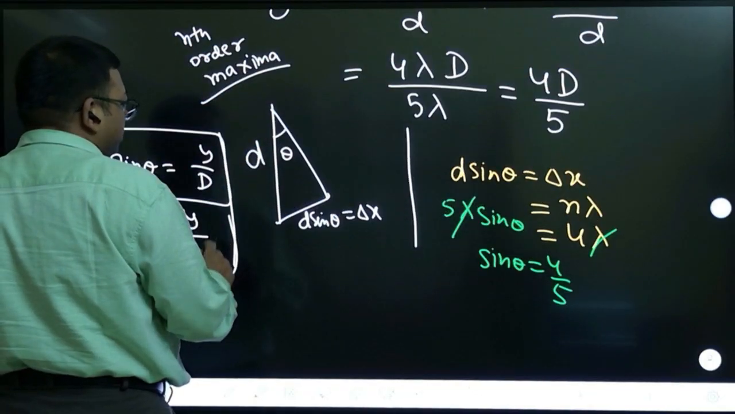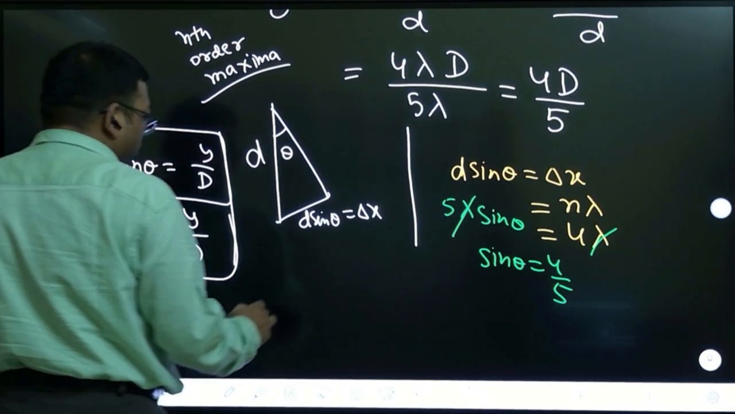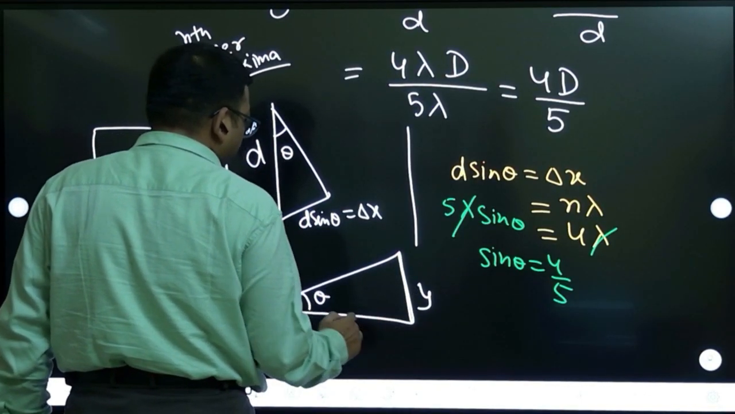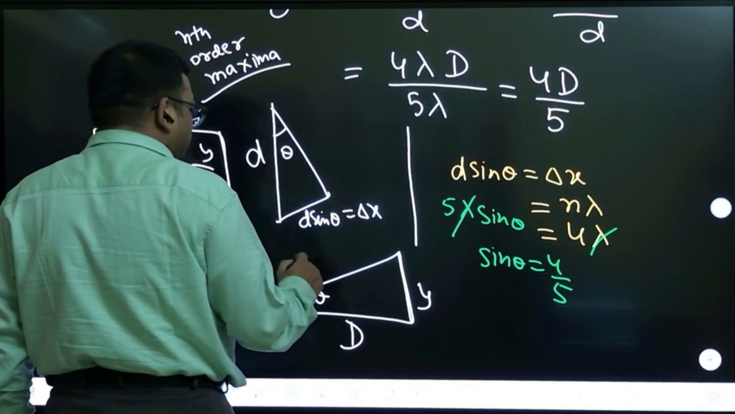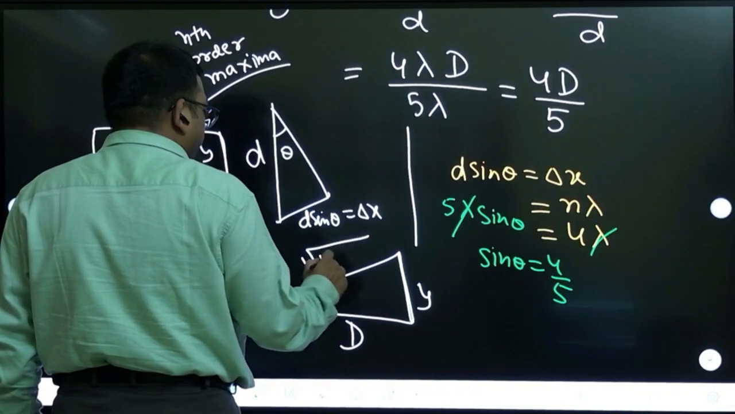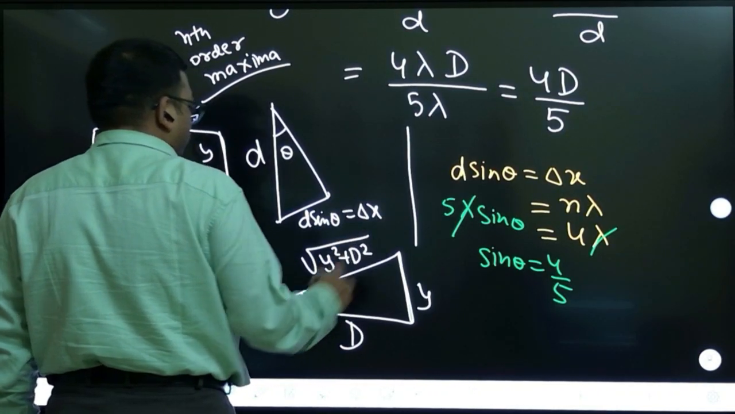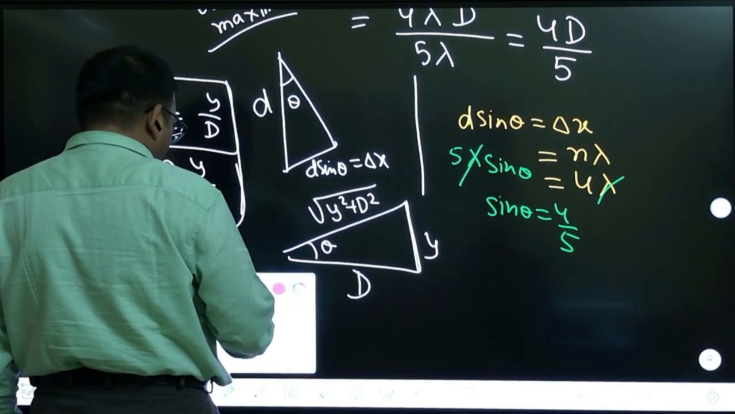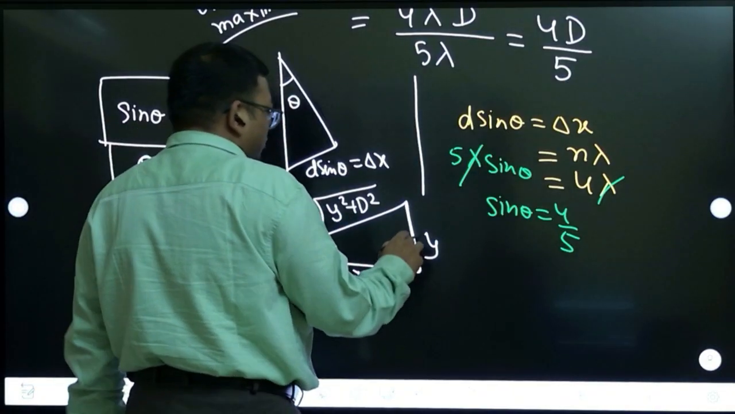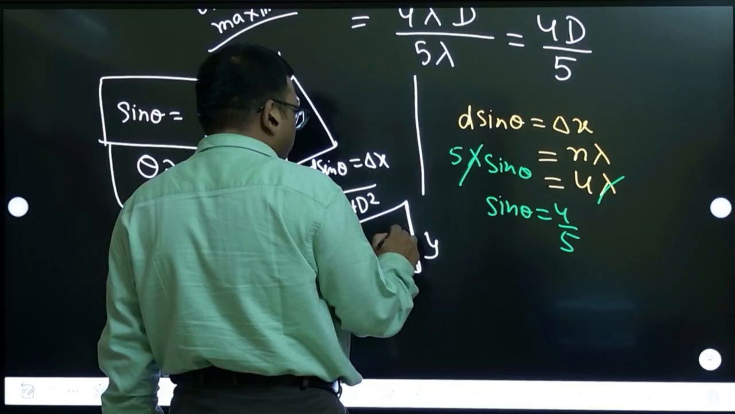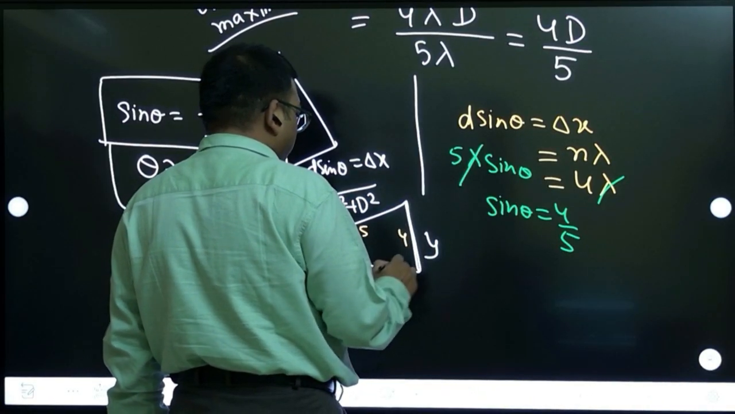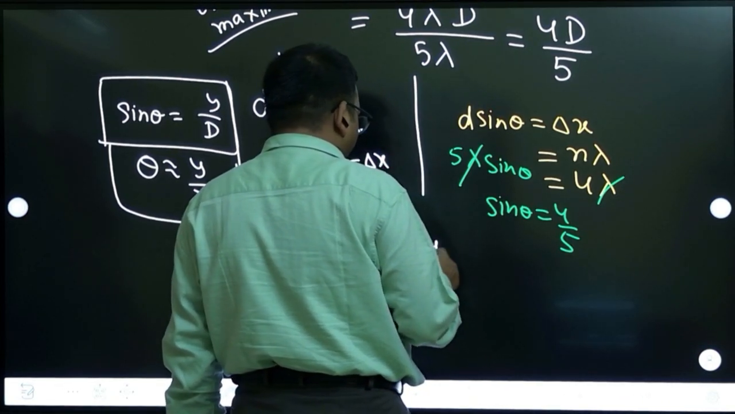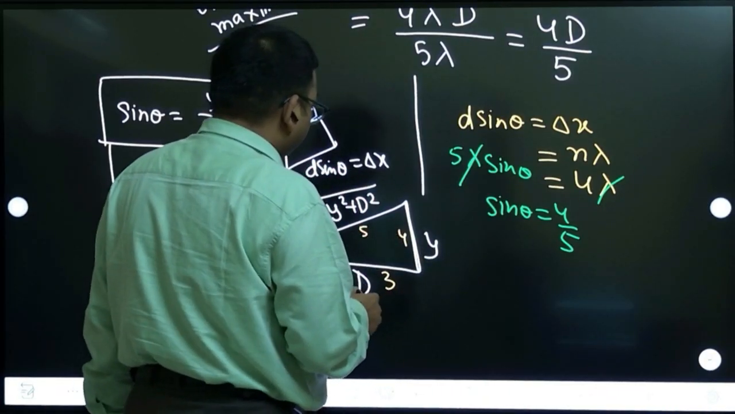That means we have to use a different formula: this is theta, this is y, this is capital D, and the hypotenuse becomes root under y square plus D square. Anyway, sin theta is 4 by 5 now. So this side is 4, the hypotenuse is 5, and the other side will become 3. From here, sin theta is 4 by 5, and we want y.